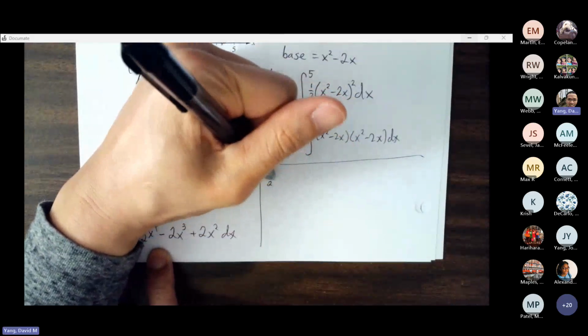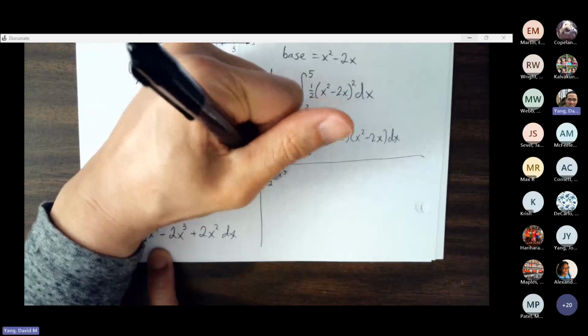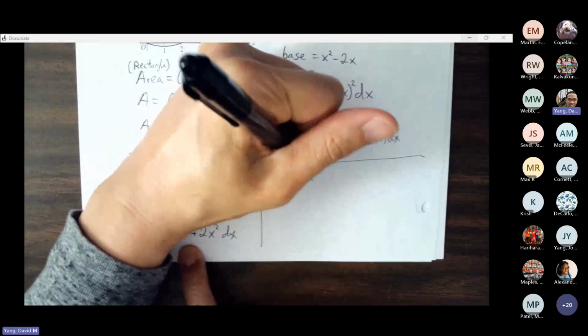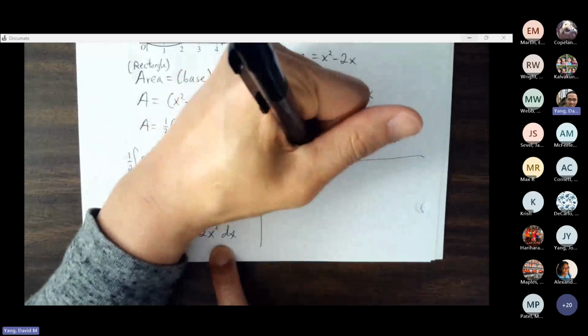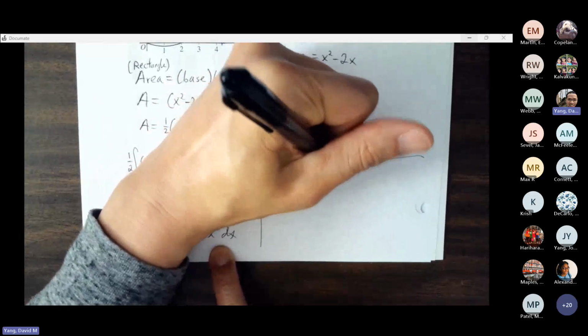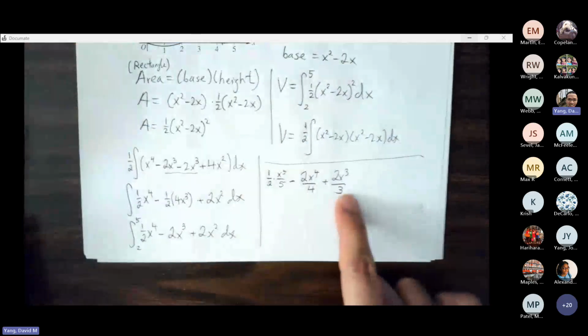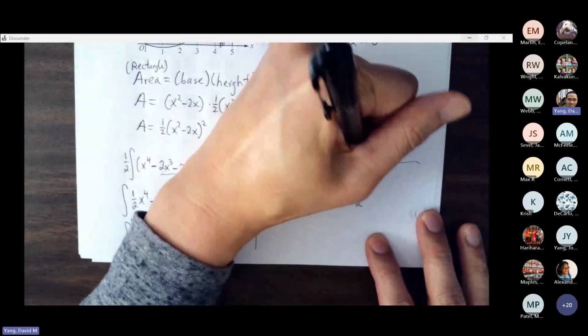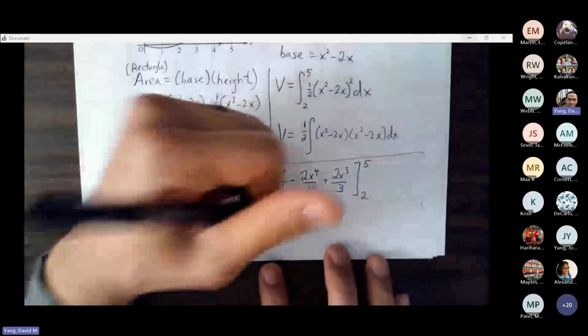So 1/2 x to the 4th, power rule, becomes 1/2 x to the 5th over 5. 2x cubed becomes 2x to the 4th over 4. 2x squared becomes 2x cubed over 3. No plus c because we're involving bounds. Now we can work the bounds into our antiderivative. Upper bound first.